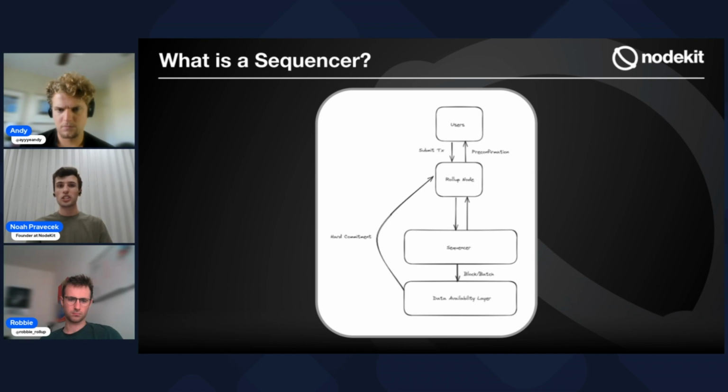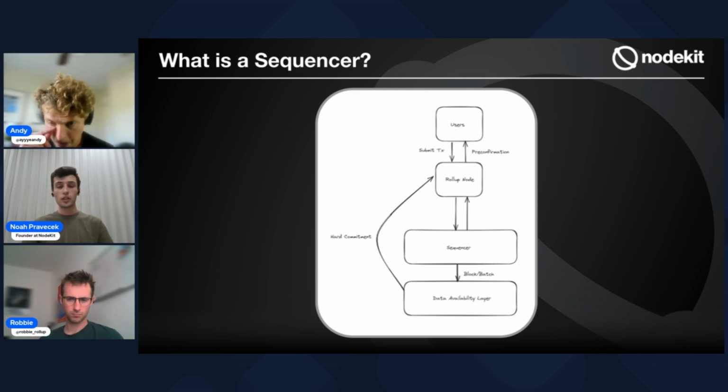But to understand what shared sequencing is, we've got to take a step back and talk about what the heck a sequencer is. All rollups need to have one or more sequencers, and a sequencer is the thing that's ordering their transactions into blocks. When you're able to control the ordering of these transactions, you're able to do a lot of really cool stuff for interoperability, which is one of the things that we look into a lot at NodeKit, but a lot of other teams in the space look into it as well.